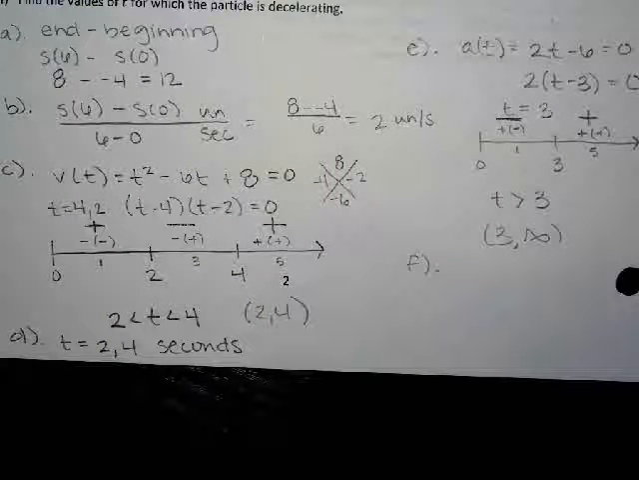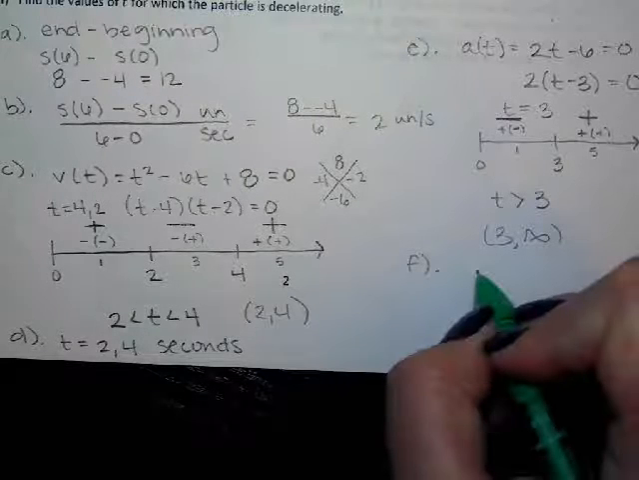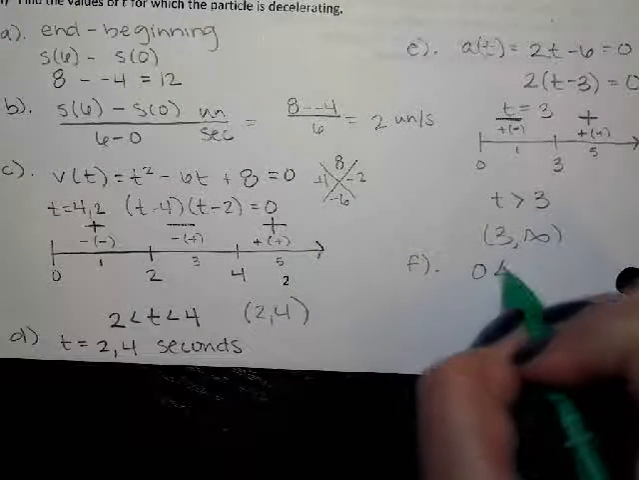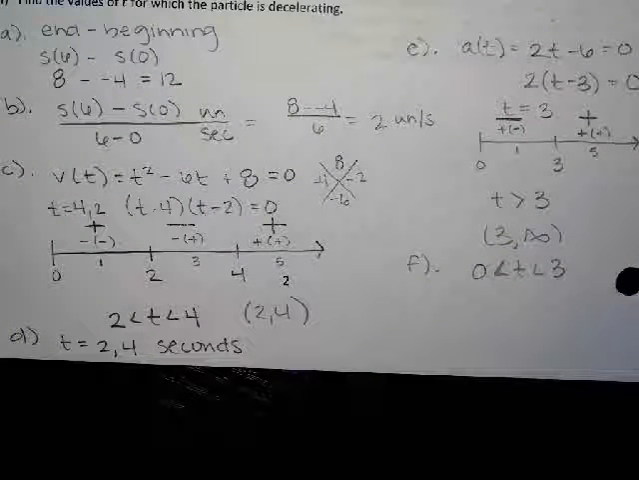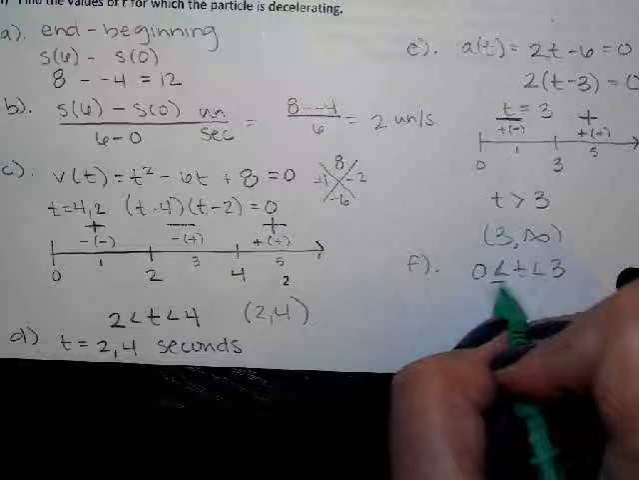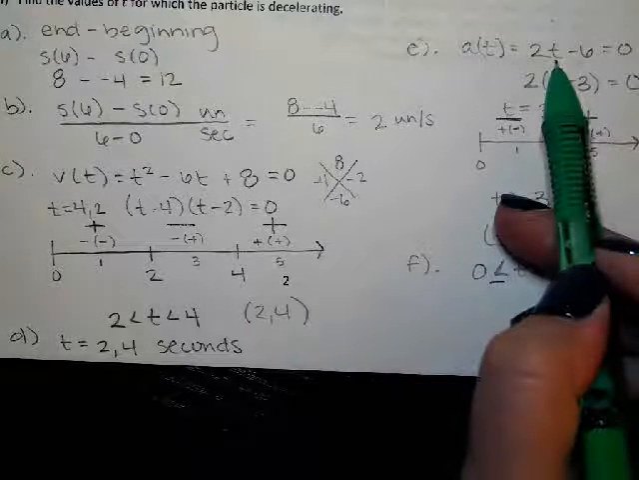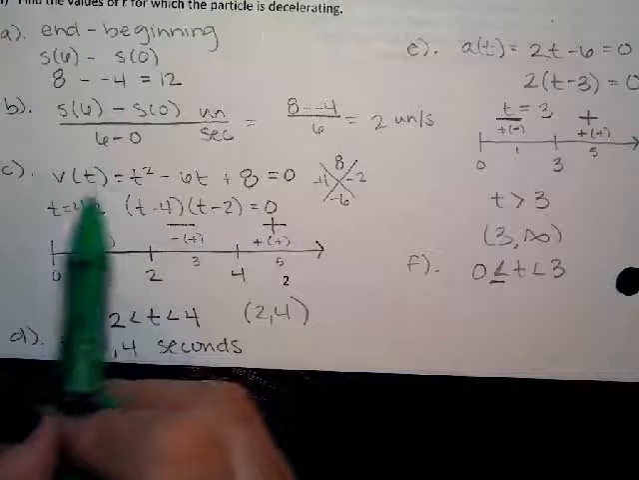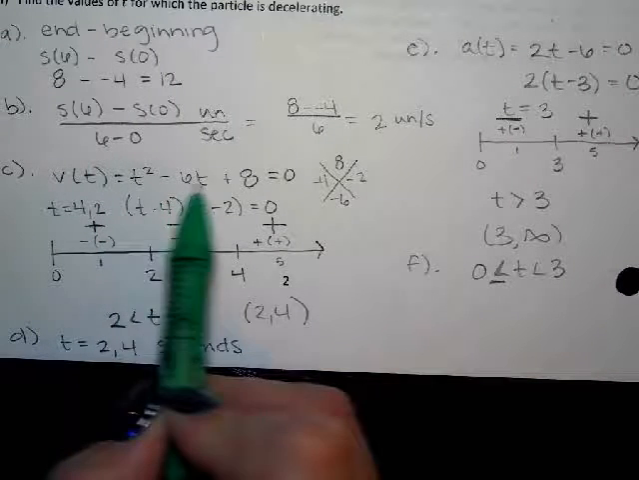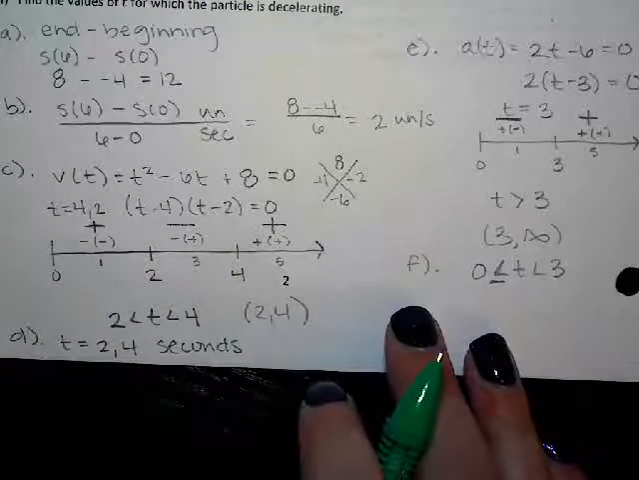Find the values of t for which the particle is decelerating. So 0 to 3. And include 0, because if we plug 0 in, we're going to get -6. We took the velocity and we took the derivative. So 2t minus 6.